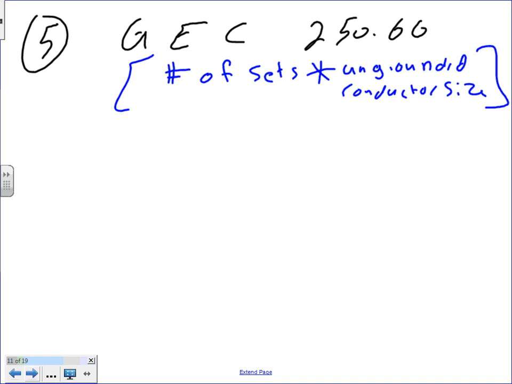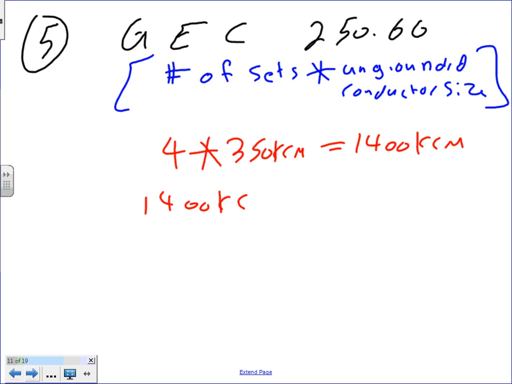So how many sets do I have? 4. What was the size of the ungrounded conductor? Not the neutral, the ungrounded conductor. 350 kcmil. What would that give you? It will give me 14. Oops. It will give me 1400 kcmil. Now, 1400 kcmil is more than 1100 kcmil, right?